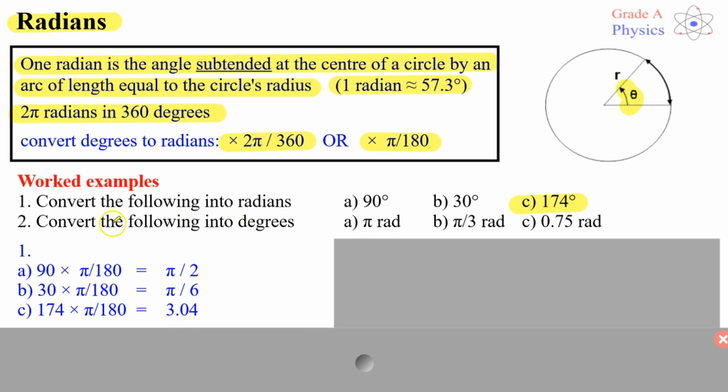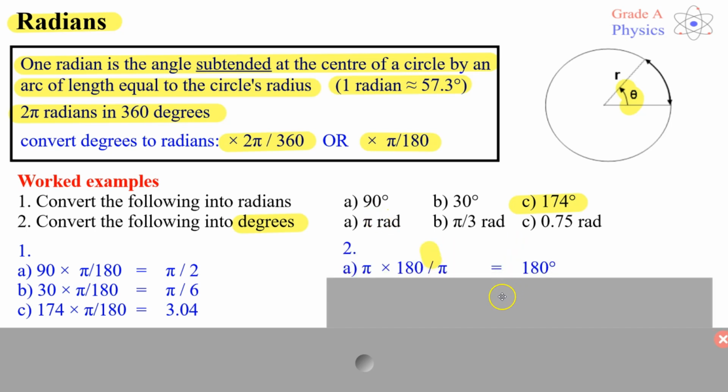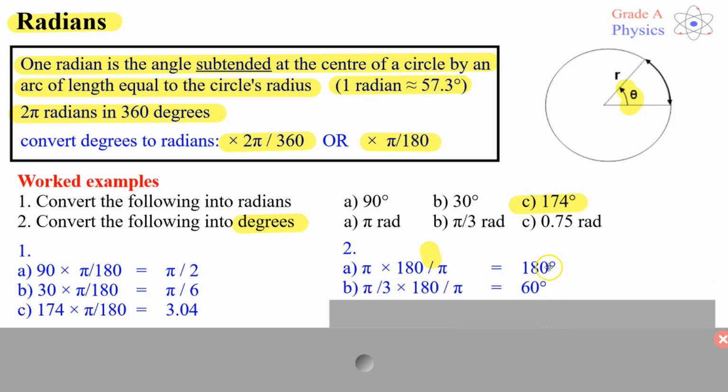Going back the other way, converting into degrees, here we've got pi, so that is half of a circle, so that's going to be 180 degrees. Pi over 3 is going to be that divided by 3, which is obviously 60. Again, if we have simple fractions, then that makes life a bit easier.